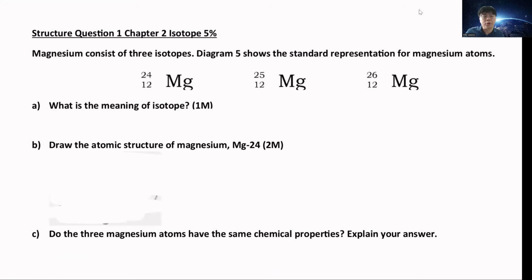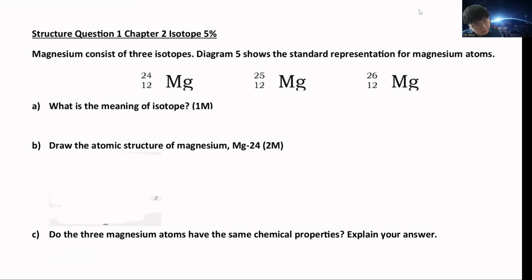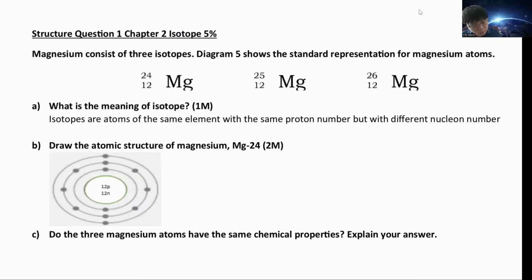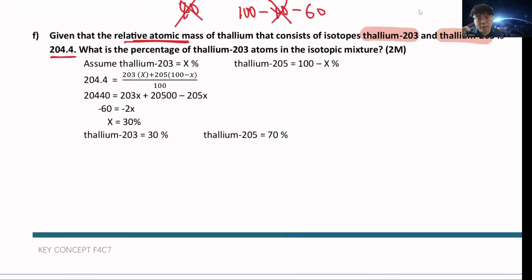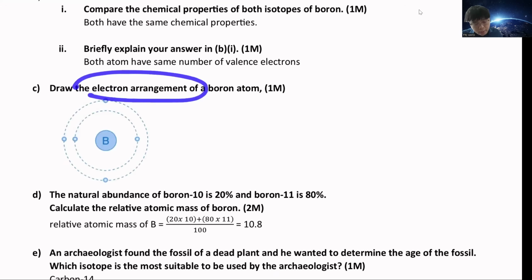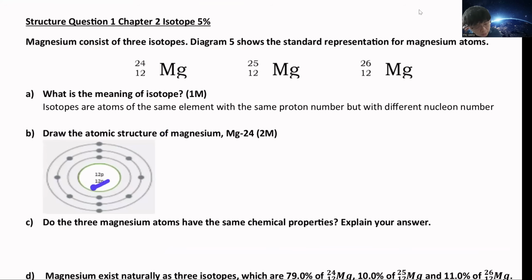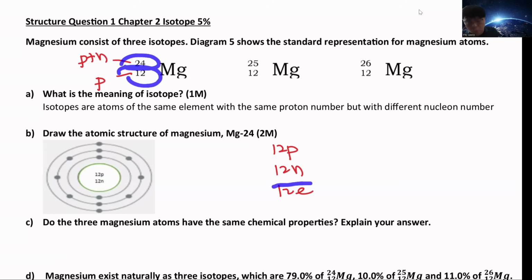Okay, another sample question. They might give you magnesium. Same, they start with the definition. For this, the difference is they ask for atomic structure. You have to check the exam question: if it asks for electron arrangement, there is no need to draw the proton and neutron, but here you need to draw the proton and neutron. So you have to calculate for magnesium-24. Based on this, this is your proton number, this is your proton plus neutron. So it has 12 protons, 12 neutrons, 12 electrons, because 24 minus 12 equals 12 neutrons.